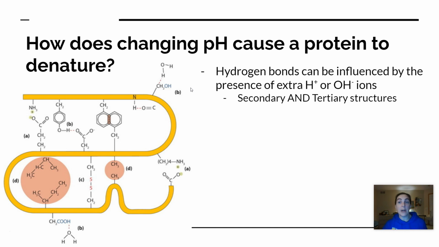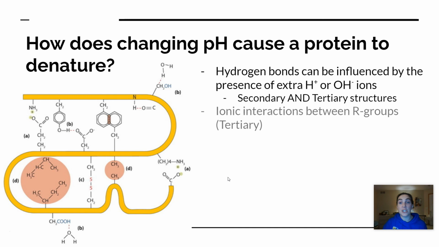And there are also hydrogen bonds between the R groups, like the one we just looked at, that are part of the tertiary structure. The other type of bond that can be influenced by a change in pH are the ionic interactions that happen between the R groups. So here we're going to look at an example. There's one of them over here up on the left, and the same bond is formed over here on the right. Those are examples of ionic bonds that form between the R groups of these amino acids.